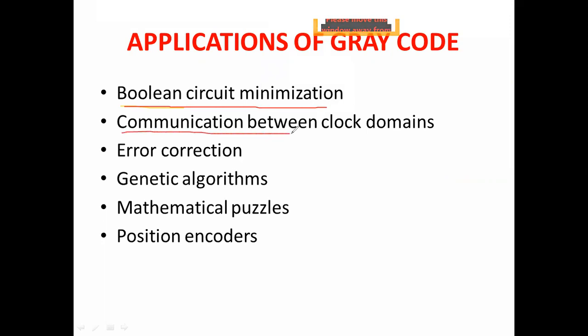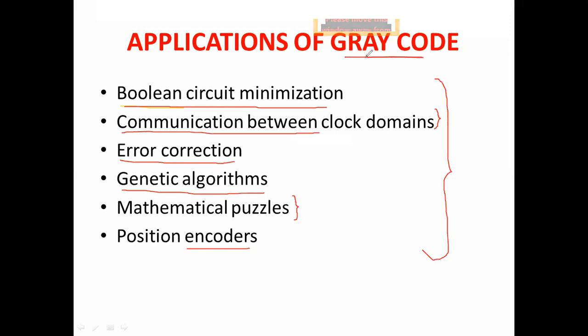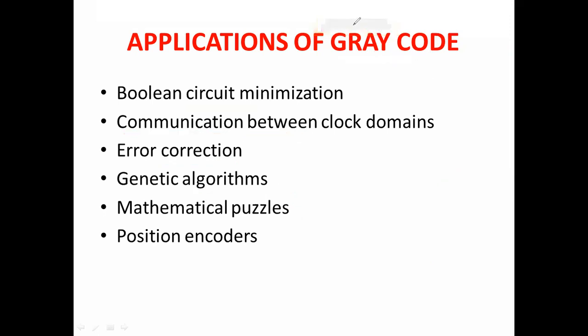Also, gray code is used for communication circuits, or communication applications in electronics and communications, such as communication between clock domains. It is also used in error correction areas, genetic algorithms (GA), puzzle solving in mathematics, and in encoders, particularly position encoders. These are some of the important applications of gray code.